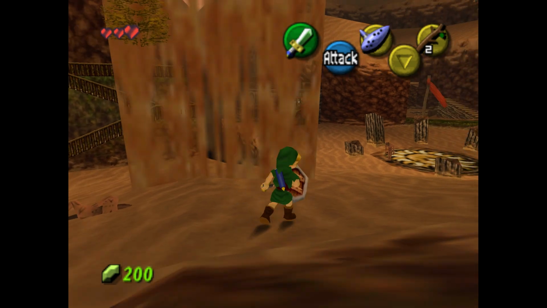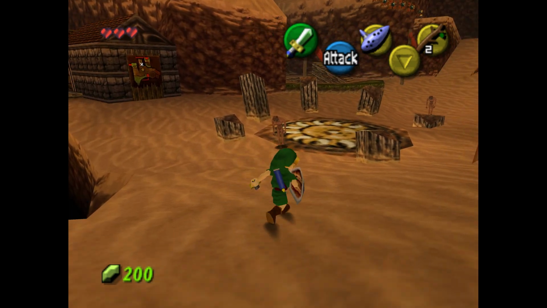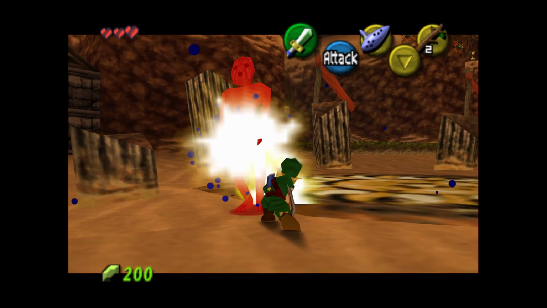You have the cursed Monktown Valley overrun with Redeads whose human souls are still stuck inside their bodies.